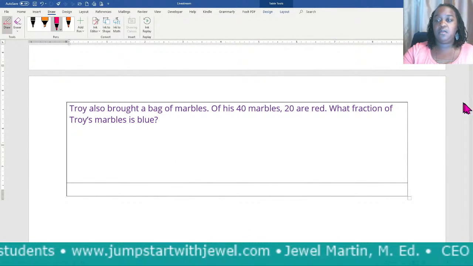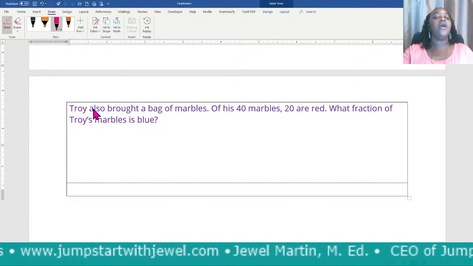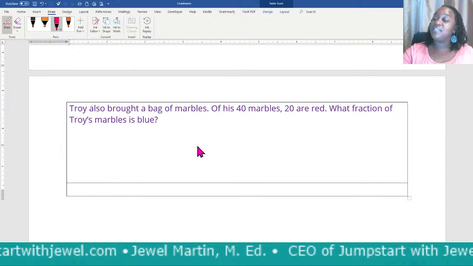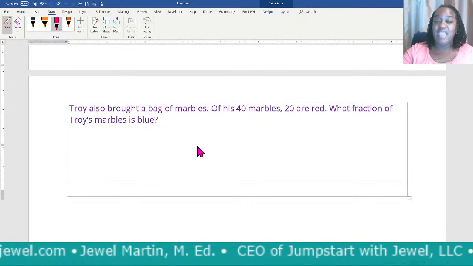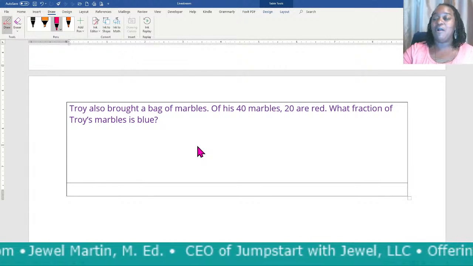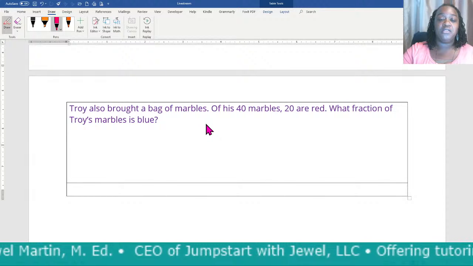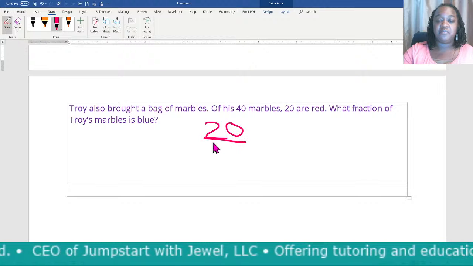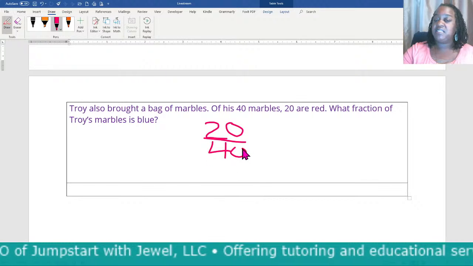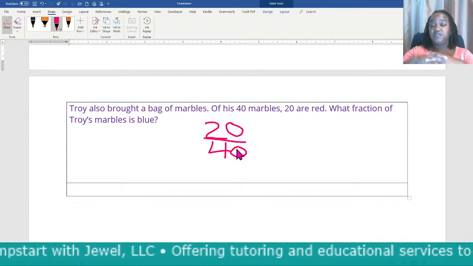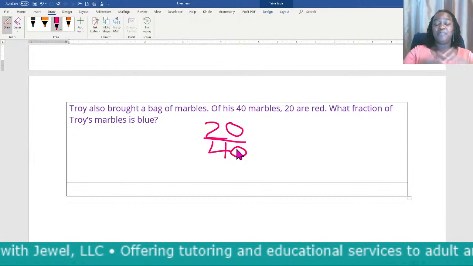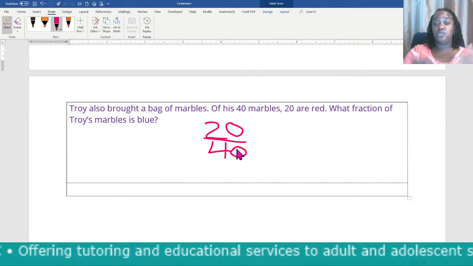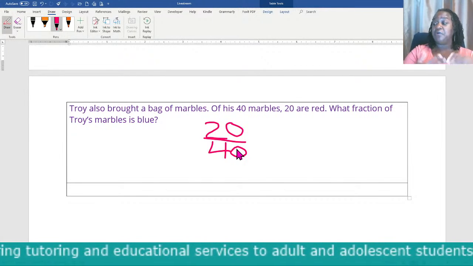And then the last one, I'm having some real technical issues over here. Okay, Troy also brought a bag of marbles. Of his 40 marbles, 20 are red. What fraction of Troy's marbles is red? Okay, so same thing. You see your numbers there, 20 over 40. Same thing. You look at the fraction and you say, can this fraction be reduced? It can be reduced. So what is the GCF of 20 and 40? What is the greatest common factor of 20 and 40?